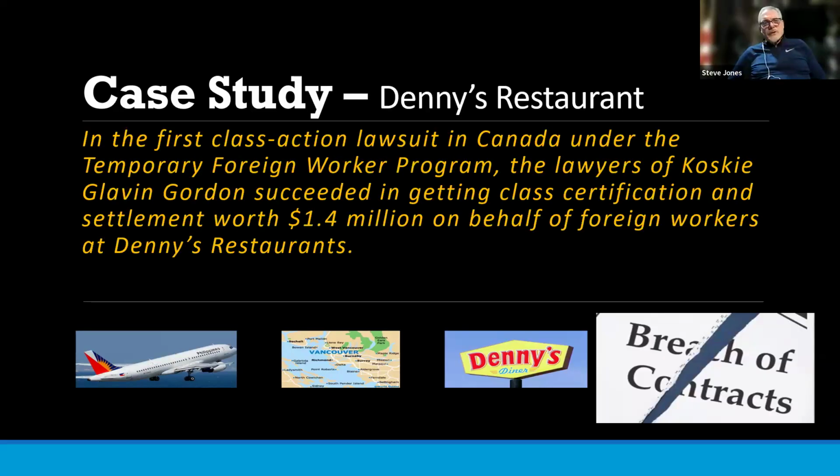Denny's restaurant used the temporary foreign worker program along with a company to help them recruit the temporary foreign workers. And they were all brought into Canada and given housing and given promises of work. A lot of the promises that were made when these people were recruited through the staffing company were not kept. And they were eventually awarded a settlement of $1.4 million that was distributed amongst the workers. So this goes back a decade.